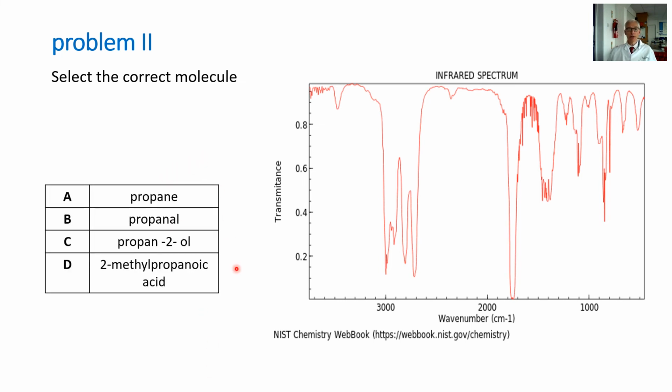So choosing from the same 4, using the OCR data book, suggest which of these 4 is most likely to have produced this spectrum. Pause the video, come back when you are ready.